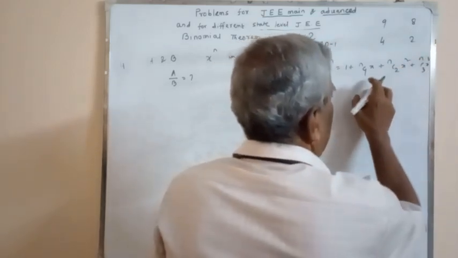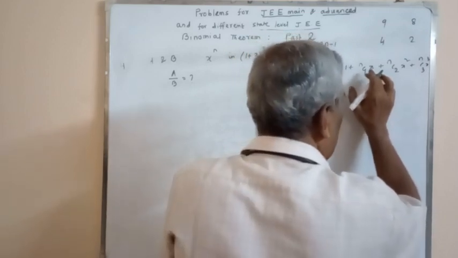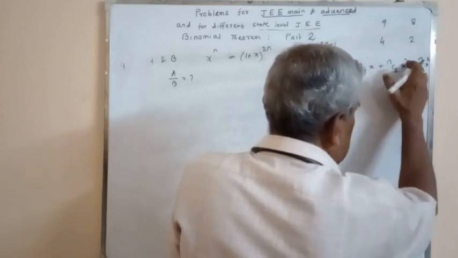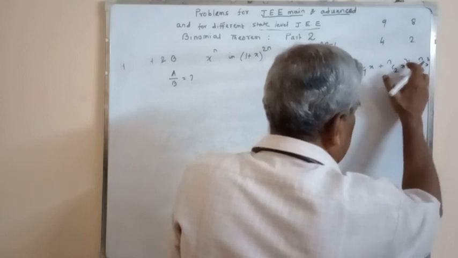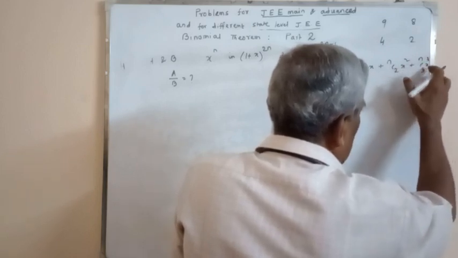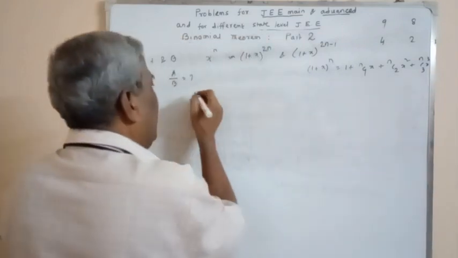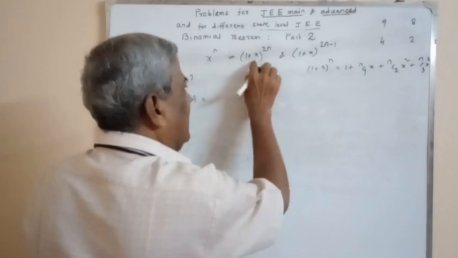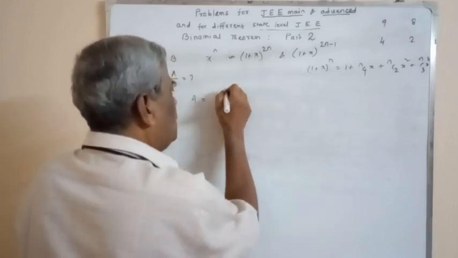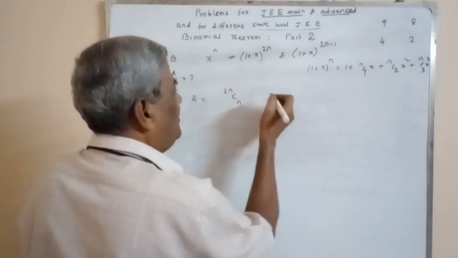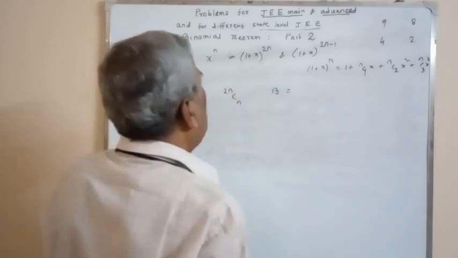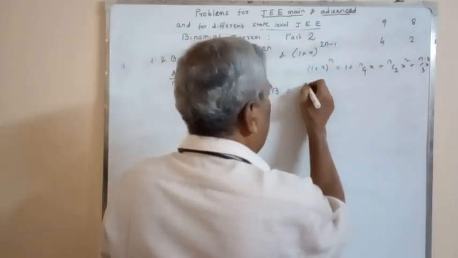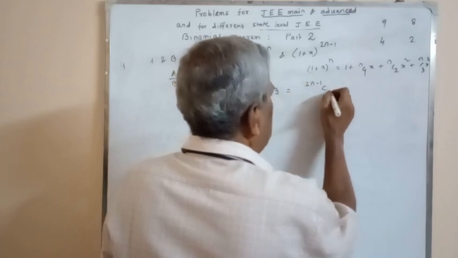Clearly from there, the coefficient of x to the power 1 is nC1, the coefficient of x square is nC2, that of x cube is nC3. So A is the coefficient of x to the power n in that, so it is equal to 2nCn, and B, which is the coefficient of x to the power n in that, here n is changed, it is actually equal to 2n minus 1 Cn.